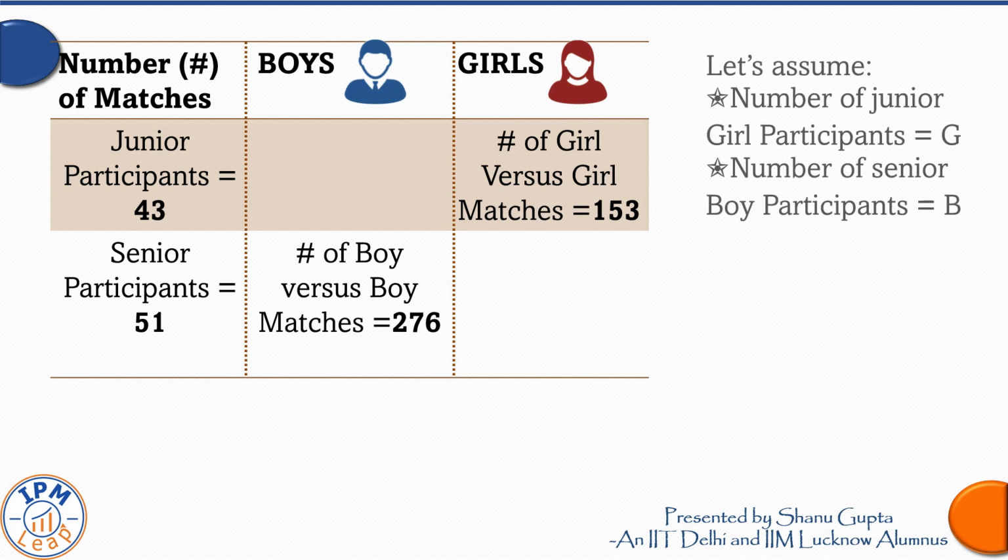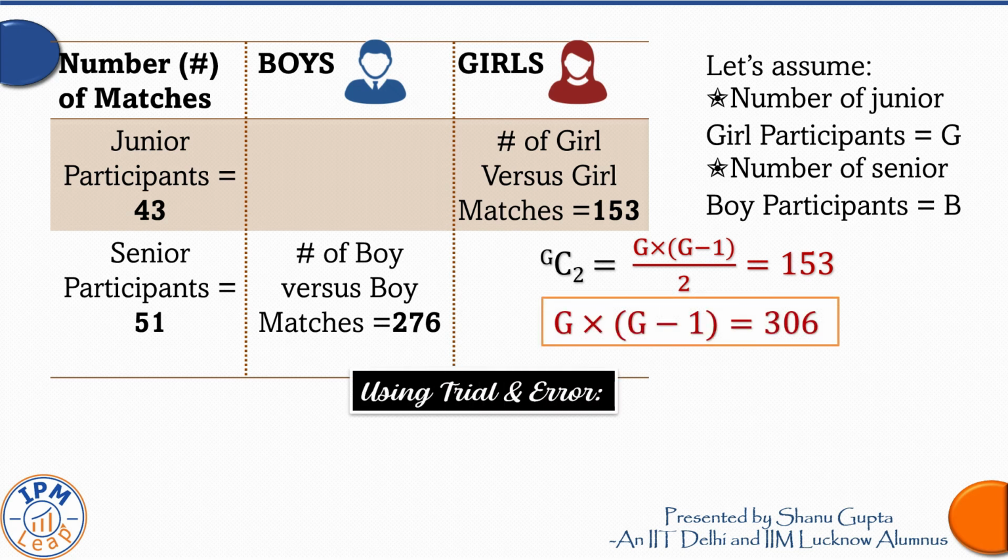So let us assume the number of junior girl participants is the variable G. Number of senior boy participants is the variable B. Number of matches between the junior girl participants are given to be 153. So we can write GC2, which is equal to G into G minus 1 divided by 2 is equal to 153. And multiplying both sides of this equation with 2, we get the equation G into G minus 1 is equal to 306.